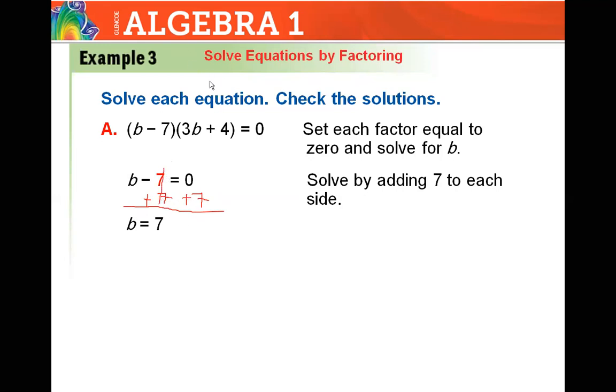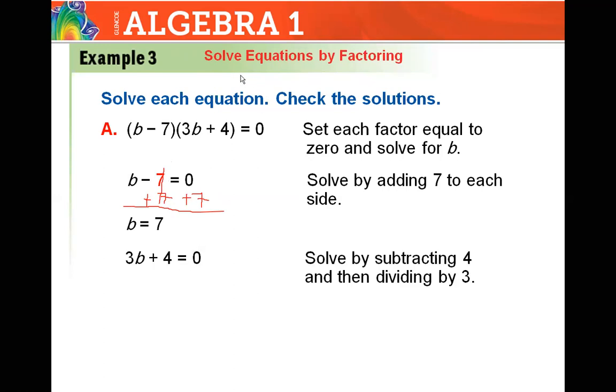And then after that, Saleh, 3B plus 4 equals 0. After that, minus 4 from both sides. Minus 4 here and here also minus 4. Cancel. It will be 3B equal to negative 4.